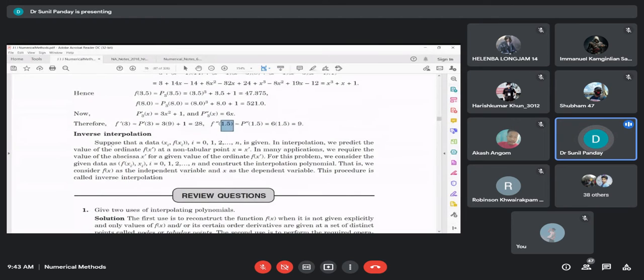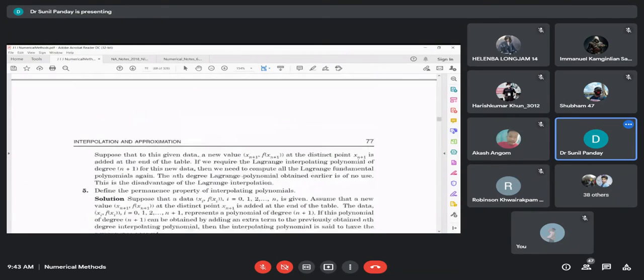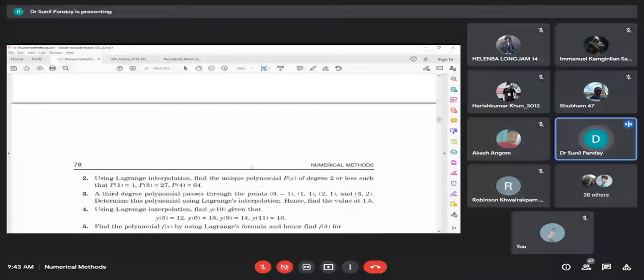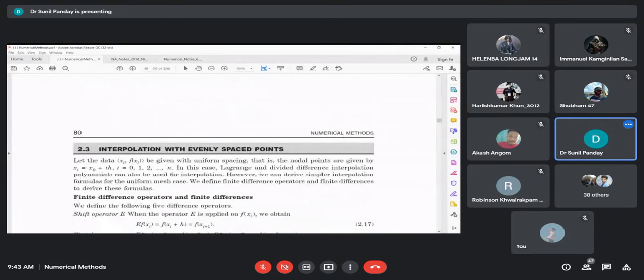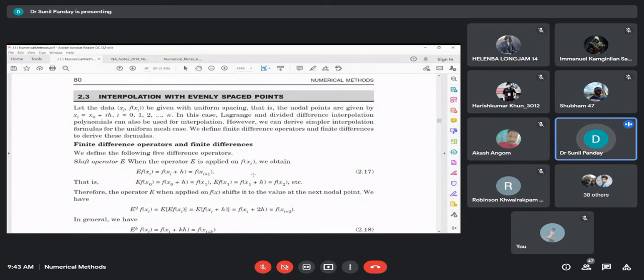So there is another problem of inverse interpolation. Like if y values are given to you, how you calculate x values, this we will discuss in later classes. Now we discuss the interpolation with the equally spaced data.